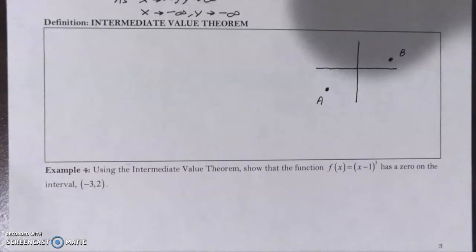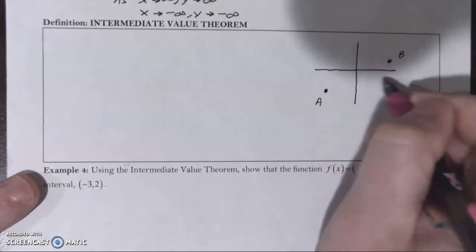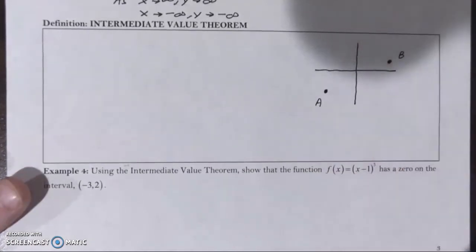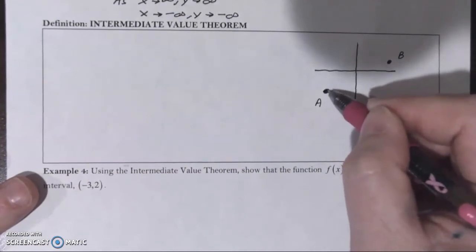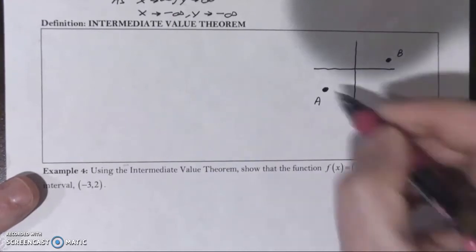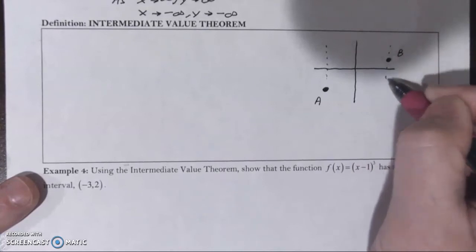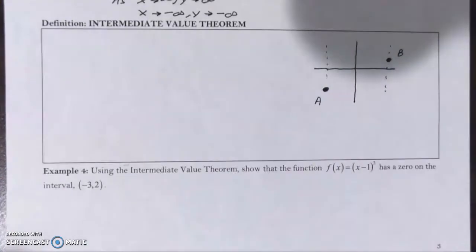What it should tell you is that since polynomial functions are smooth and continuous, and the continuous part is important, somewhere between A and B, this polynomial function is going to cross the x-axis. How else could it get from below the x-axis to above the x-axis? If it's continuous, the only option is that somewhere between A and B, this graph is going to cross that axis, which means there's a zero between there. That's the intermediate value theorem.